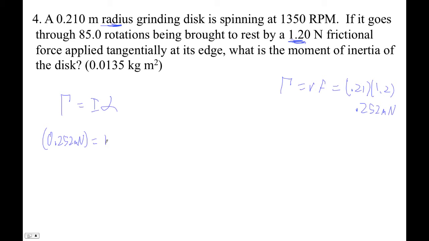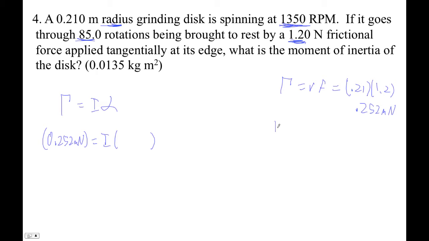And then we want to find I, that's what we want to find. And then let's see, yeah, so there's always going to be like some kind of Suvat problem, right? So 85 rotations, it's brought to rest, and we want the alpha. So we've got to figure out the alpha. Okay, so let's Suvat that. I think what we want to use is this guy, right?